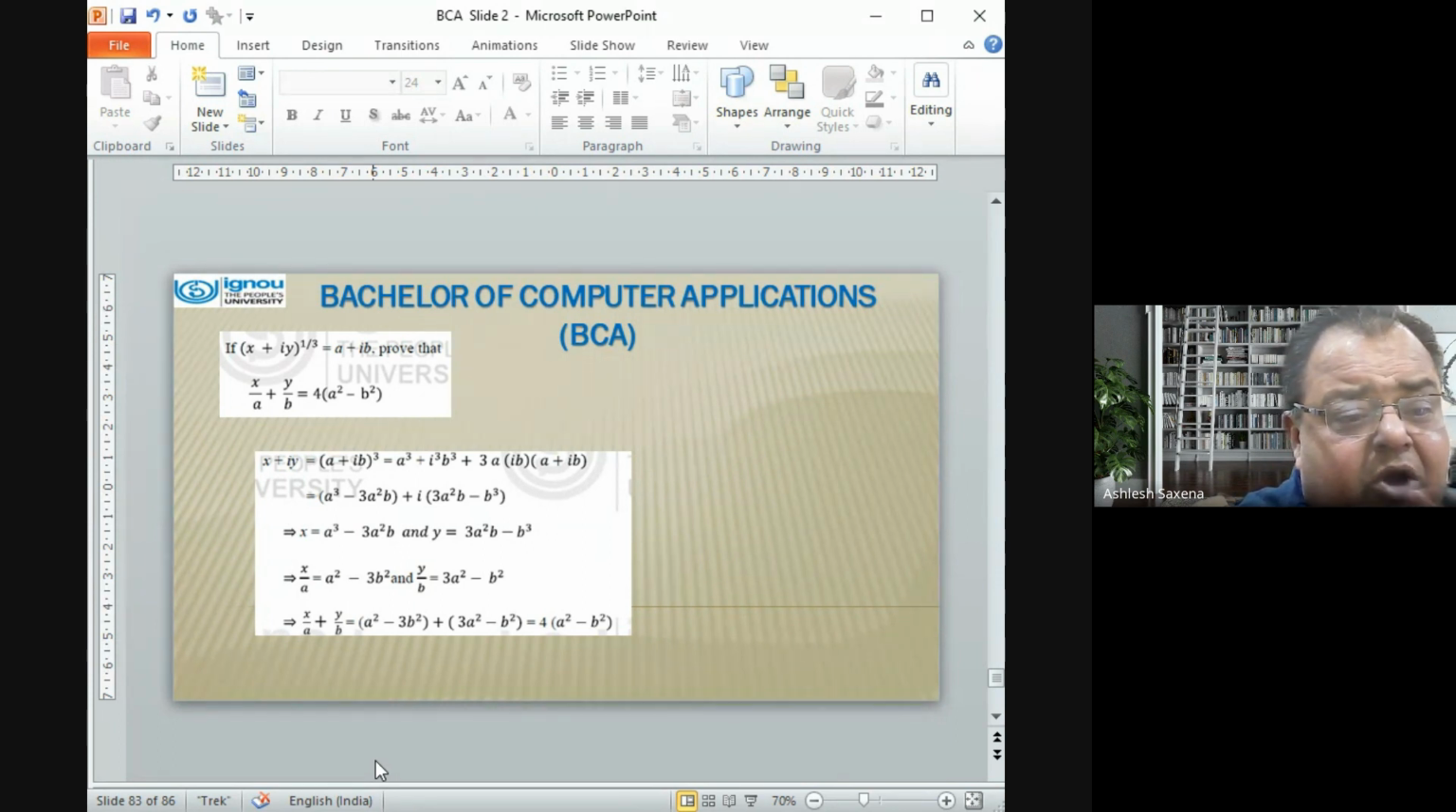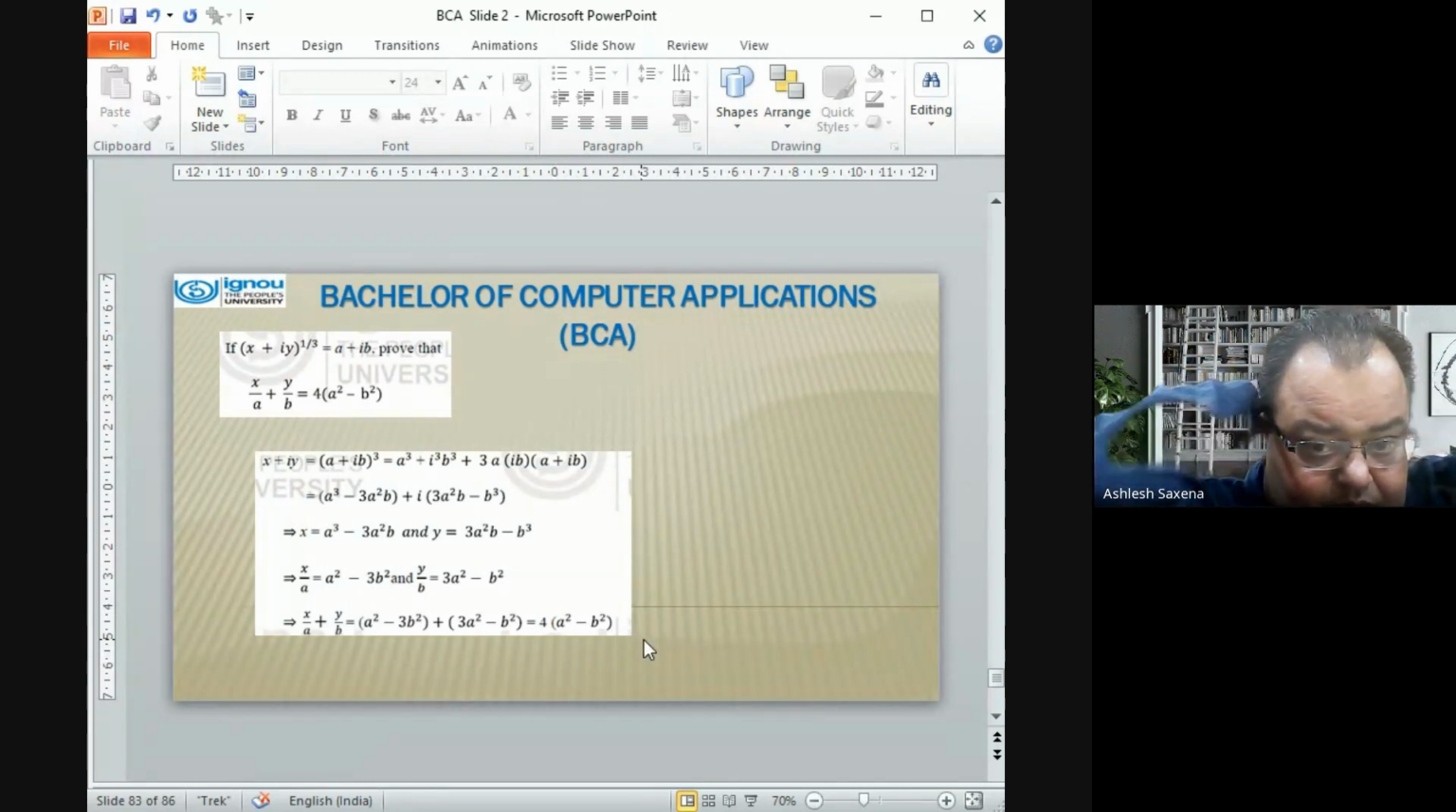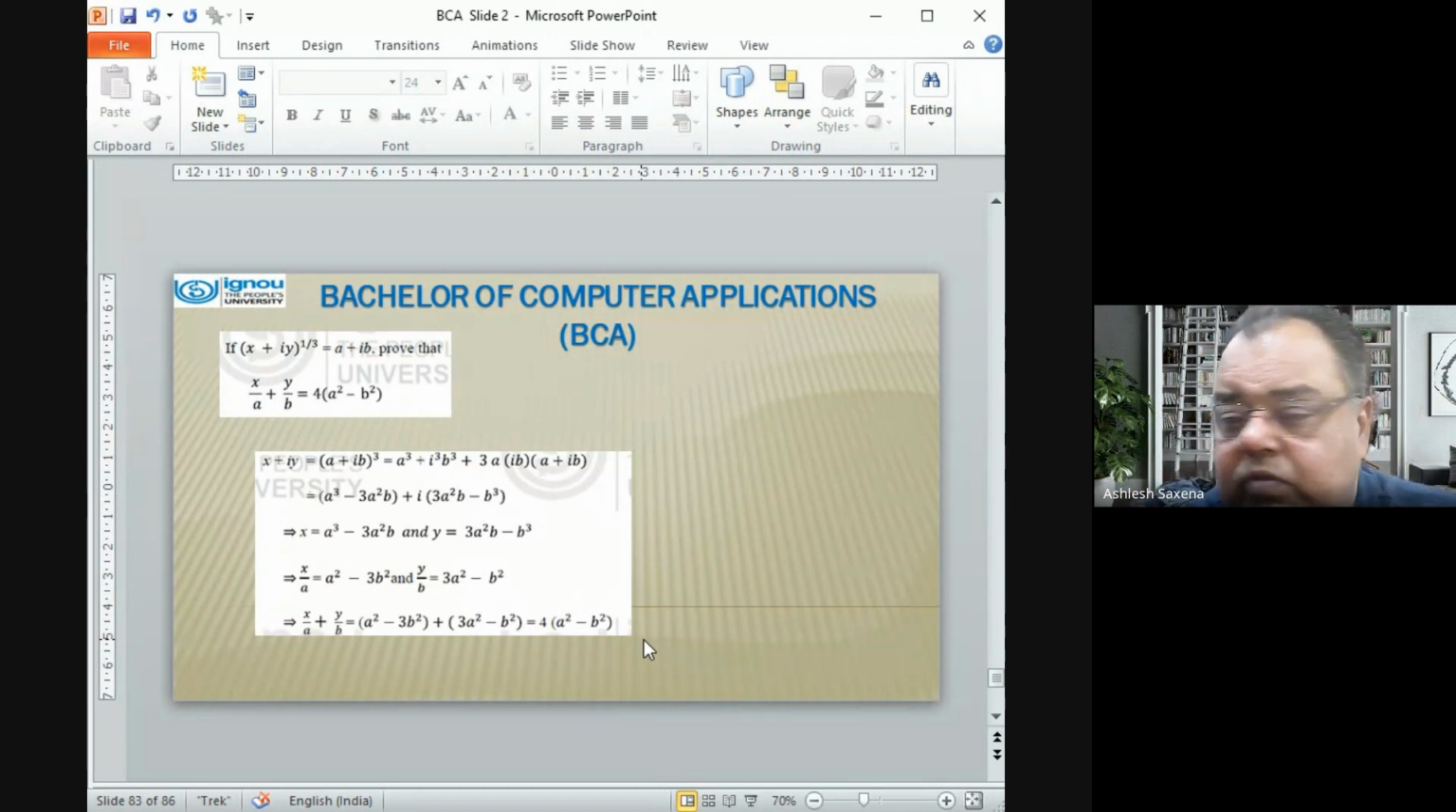Now what we will be doing? I will be taking a common. So when I take a common, I will be having a square minus 3b square, and this a will come over here. So this will be changed into x by a, and this will be changed into y by b. Then I will be adding x by a plus y by b because I want the answer in this form. When the right side is added up, it will become 4 times a square minus b square. Is this clear?